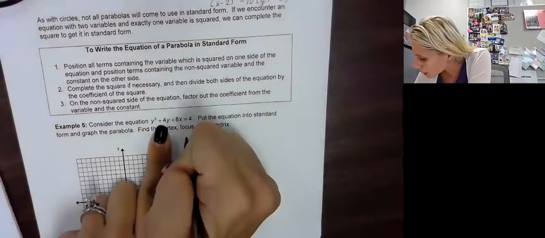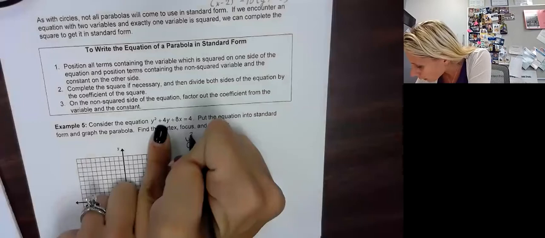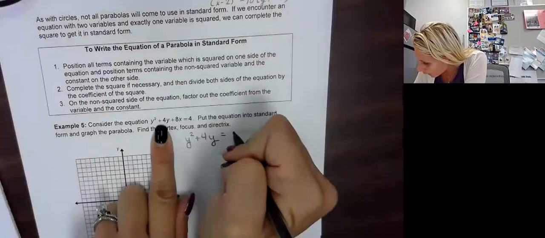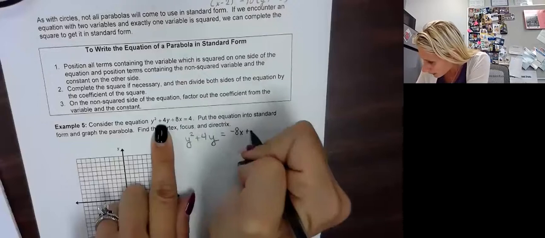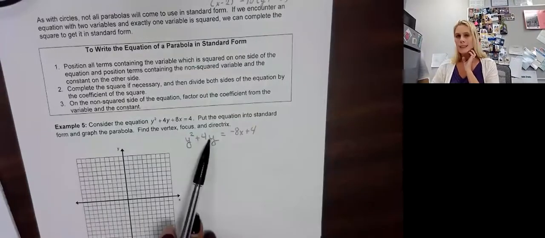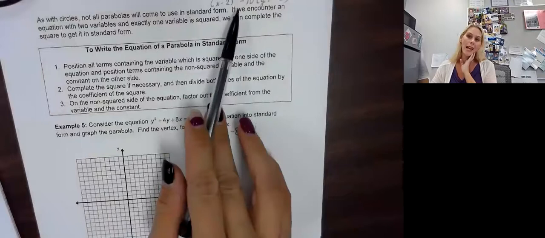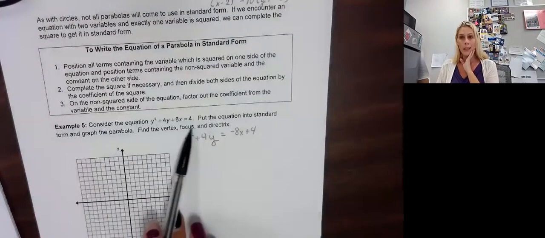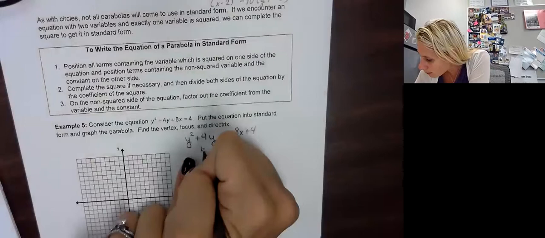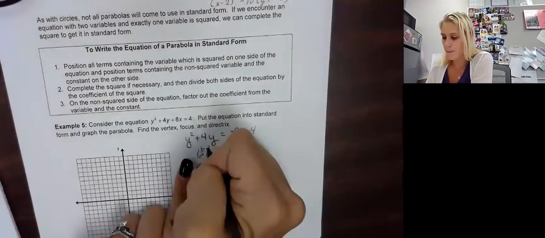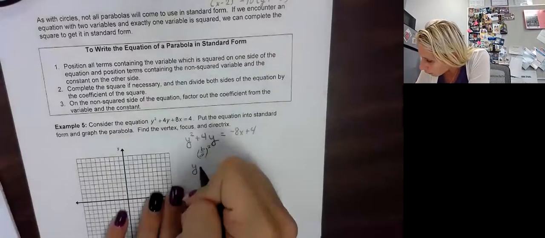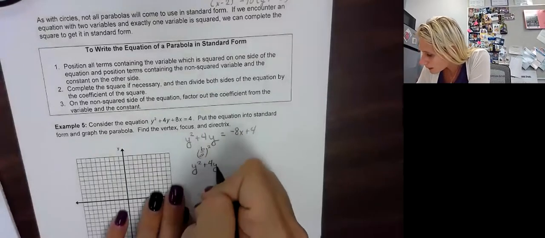So first thing I'm going to do is move that 8x over to the other side. And I'm going to put the 8x in front, okay? So negative 8x plus 4. All right, next thing I'm going to do, remember standard form means that we have that left side being squared. So we have to complete that square to get it to be a perfect square. Remember how we did that? We take our b divided by 2 and square it. Well, 4 divided by 2 is 2. 2 squared is 4. So y squared plus 4y. So we're going to add the 4 in.